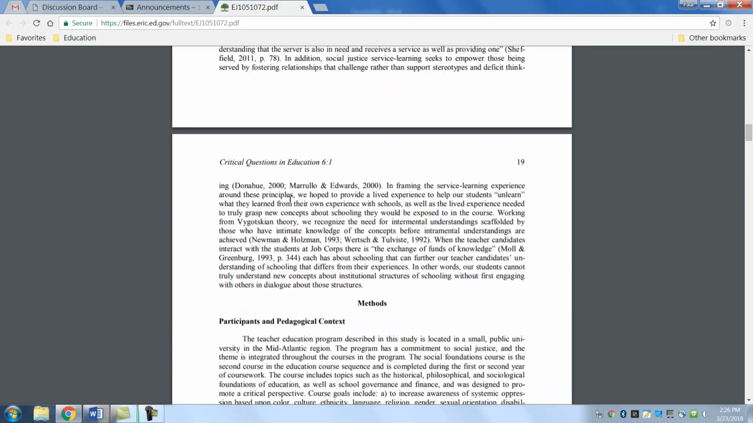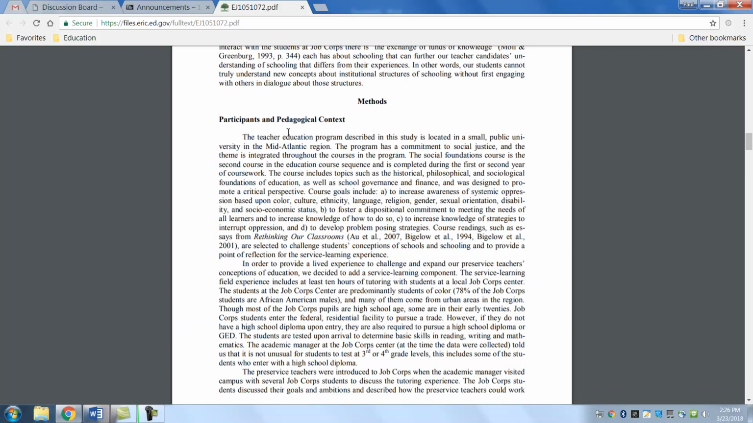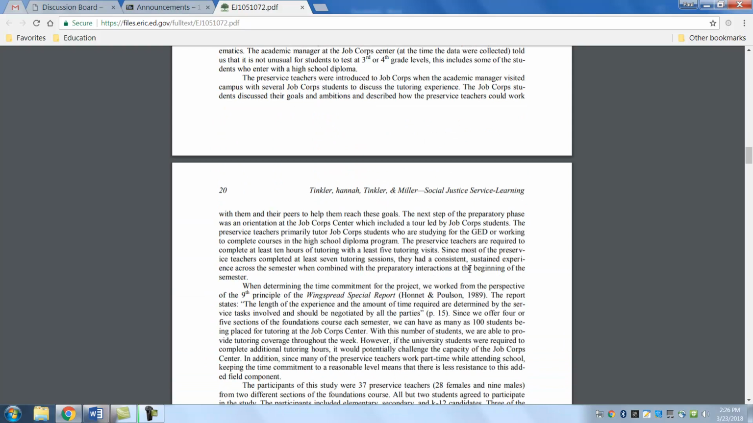Let's see if we have other things. Their methods. What did they do? The teacher education program describing the study is located in a small. So they're telling us the story. This is passive. The program has a commitment to solve. That's passive. In order to challenge and blah blah blah and going on in here, we decided to add a service learning component. Okay, boom, it's right in your face. It's telling you that. So they're terse. They're very clear.